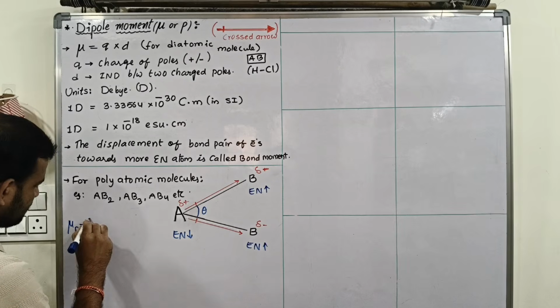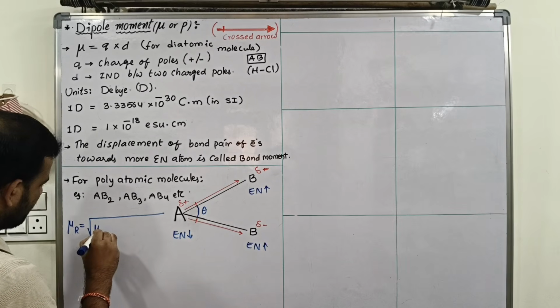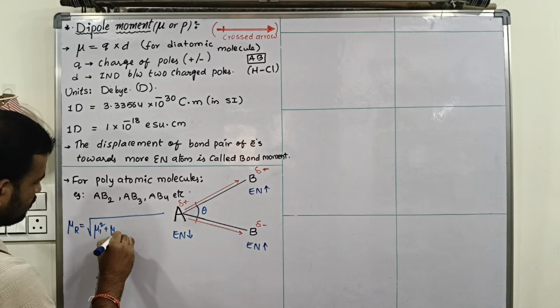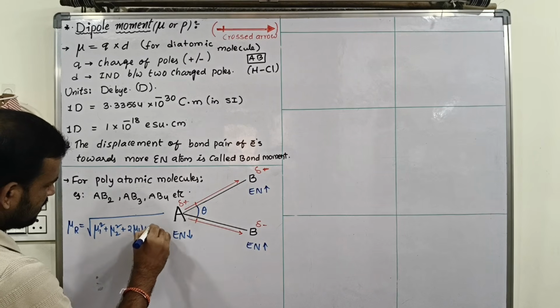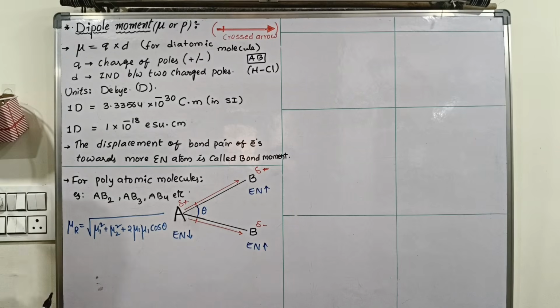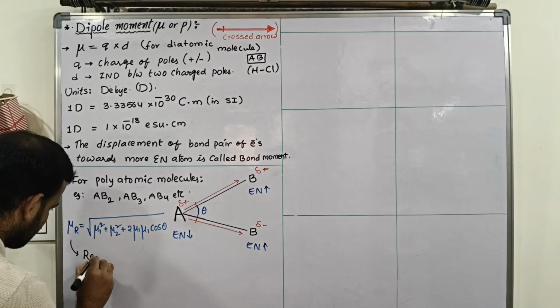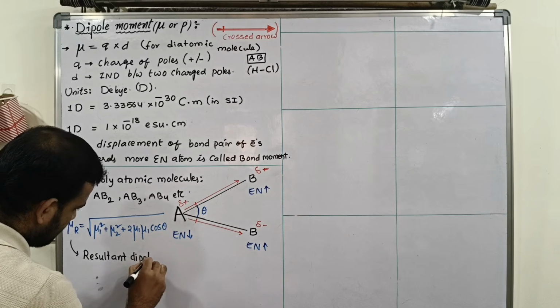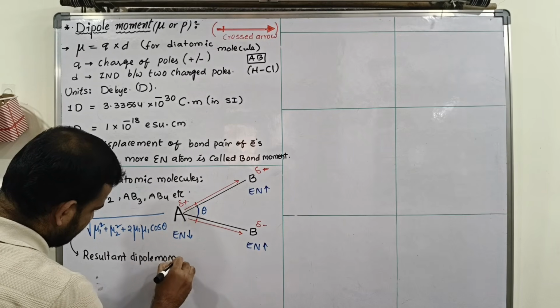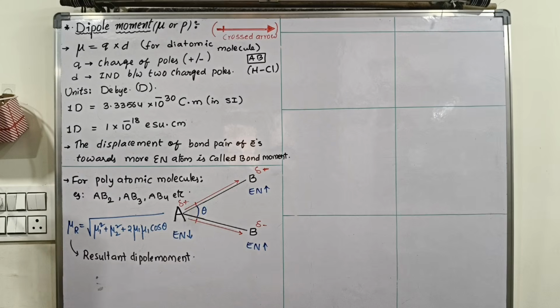to under root mu1 square plus mu2 square plus 2 mu1 mu2 cos theta. This is the formula to determine the resultant dipole moment. So mu r means resultant dipole moment. Clear? So this formula is used only for polyatomic molecules.